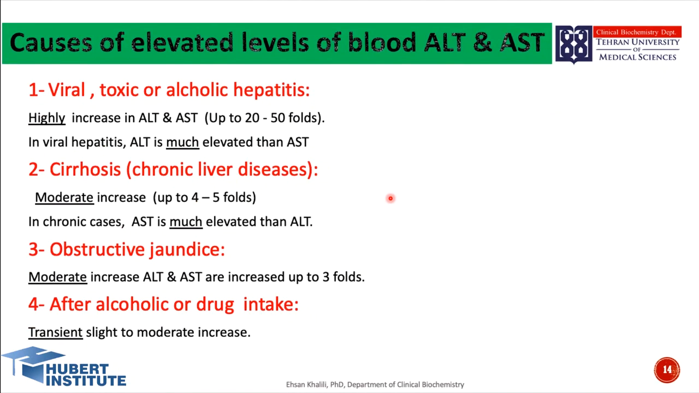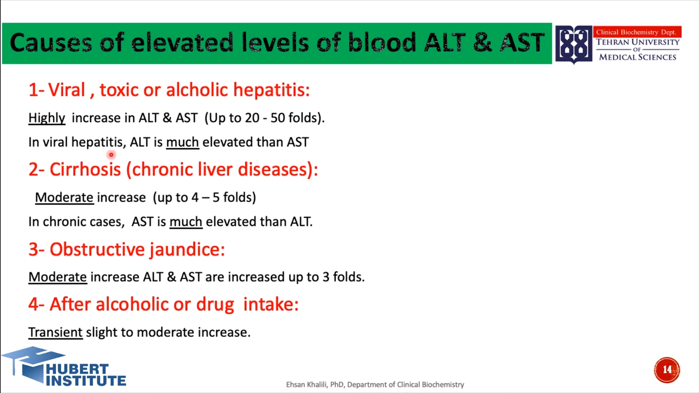We have several causes of elevated levels of blood AST and ALT. But about the differences in how much each condition increases AST and ALT in the blood circulation, we have a high increase in ALT and AST, up to 20 to 50 folds, in viral hepatitis. In this condition, ALT is much more elevated than AST. So viral and toxic or alcoholic hepatitis cause a high increase in ALT and AST.